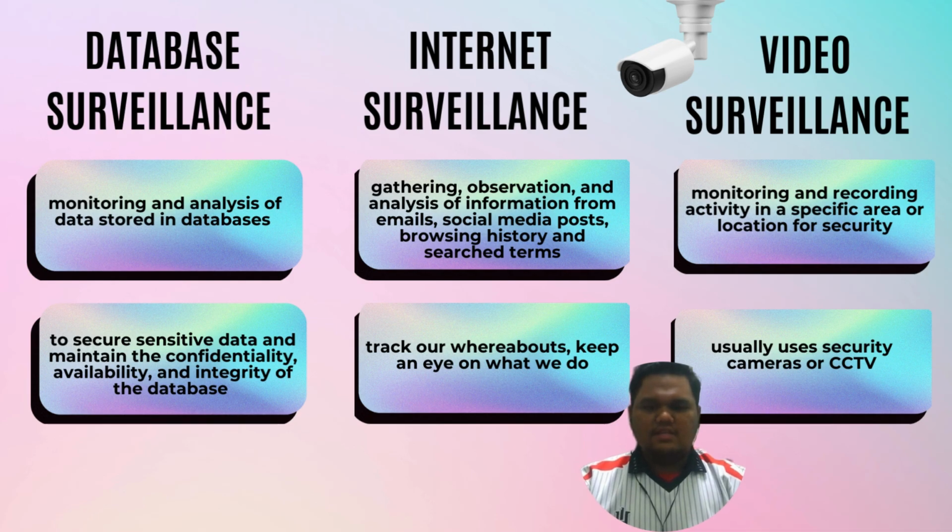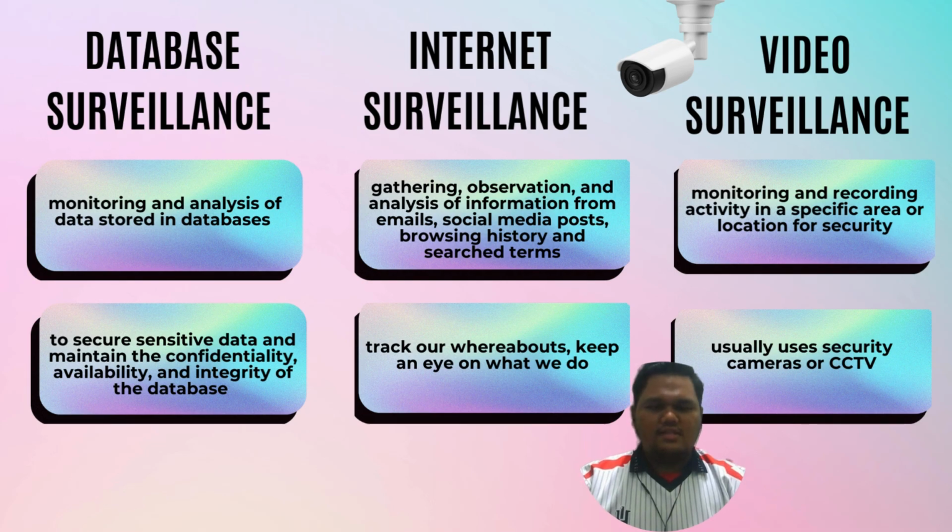The second surveillance is Internet surveillance. Internet surveillance is the gathering, observing, and analysis of information from emails, social media posts, browsing histories, and search terms. It is to track our whereabouts and keep an eye on what we do.